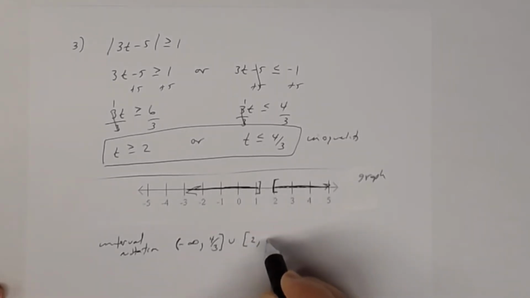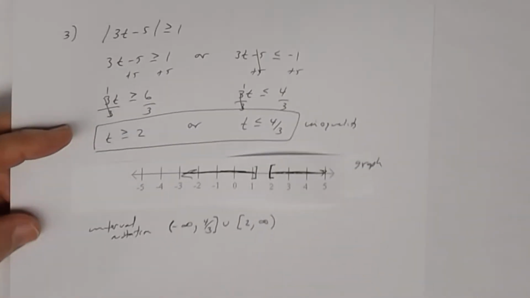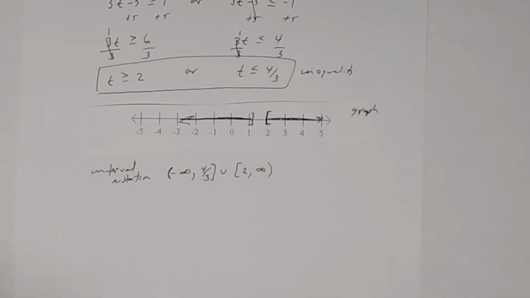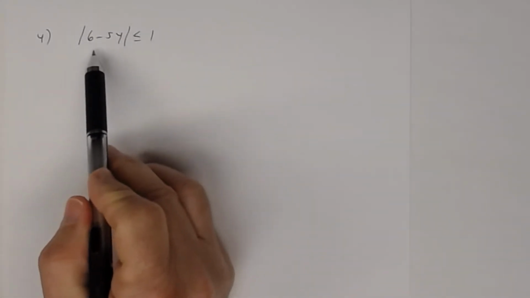2 to infinity. So 2 with a bracket, infinity with parentheses. So that's number 3. So very simple process, right? Looks very simple. Okay, so let's look at number 4. So number 4, we have an absolute value.